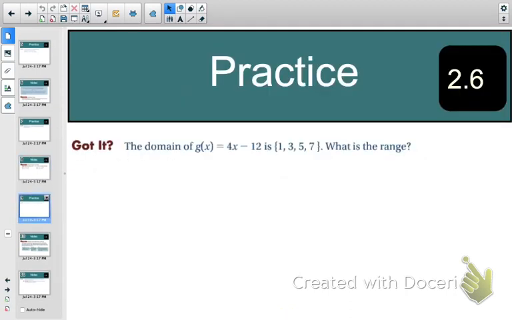Alright, so I'm going to have you try it with this one. Just state all the range values for each of these 4 domain values, these x's. Okay, so go ahead and try that. Pause this in 3, 2, 1, pause.